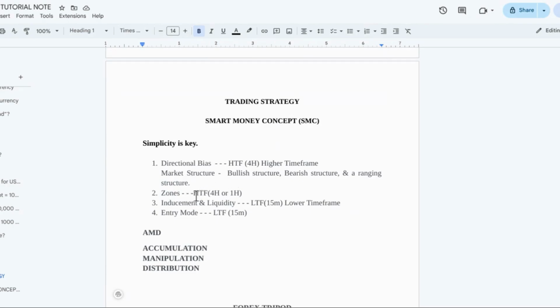You can see here indicated higher time frame, that is the 4 hour or 1 hour time frame. You can actually get zones from multiple different time frames, but the higher time frame tends to have more intense, more precise effects. So that's why we get our zones first on the higher time frame. Let's go to the chart and begin to explain what zones are.